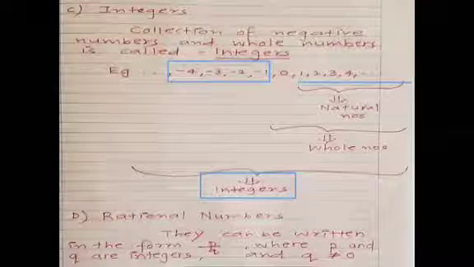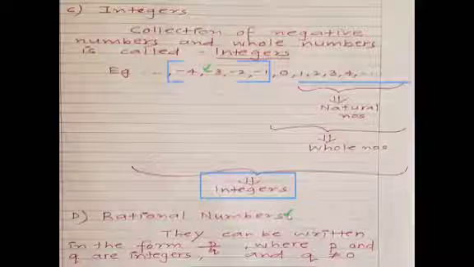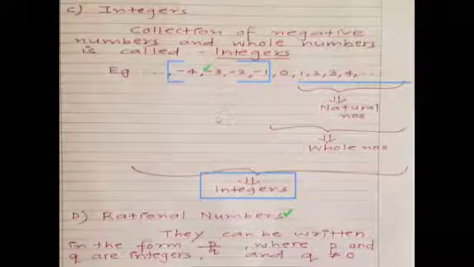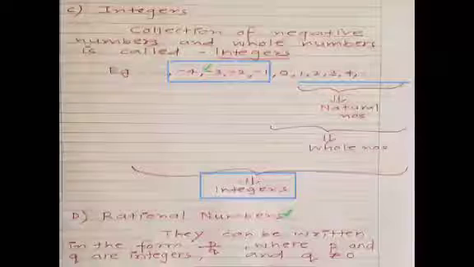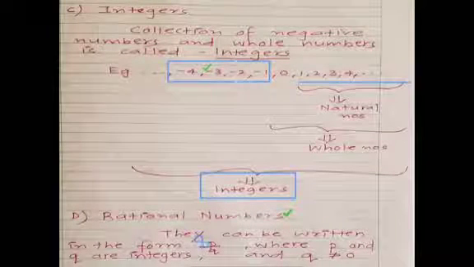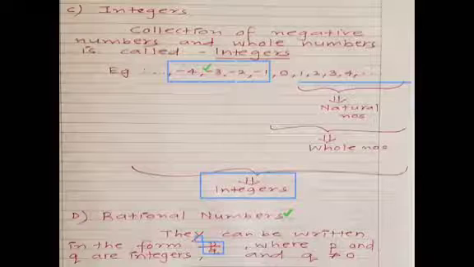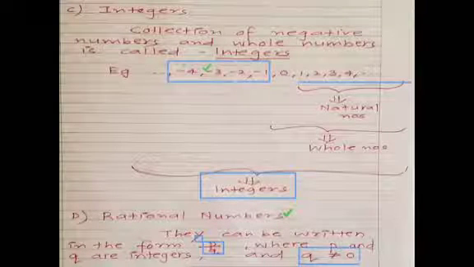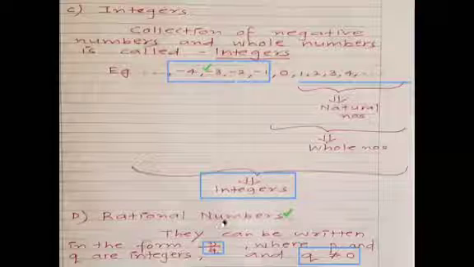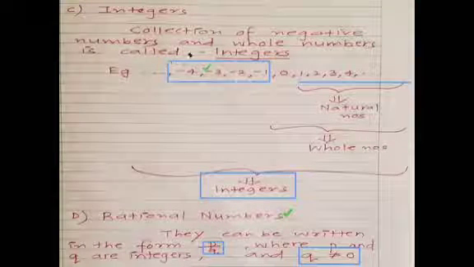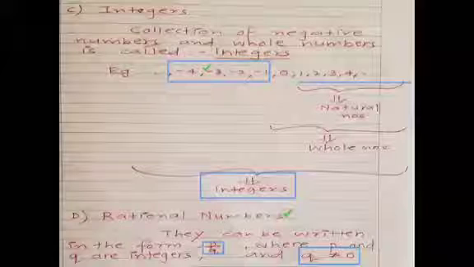Let us come to the next set of numbers that we have come across in grade 8, and that is rational numbers. Now, how are rational numbers referred to? They are those numbers which can be written in the form of p upon q, where p and q are integers, and the second condition is that the value of q should not be equal to 0. I say it again, the first condition is that the number should be written in the form p upon q, wherein p and q are integers, and the value of q should not be 0.